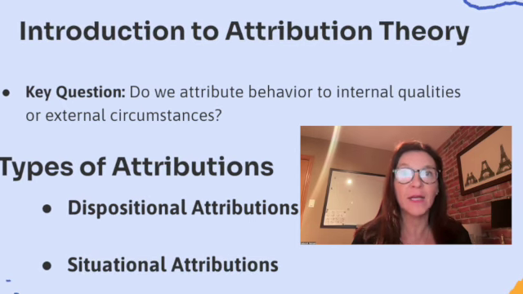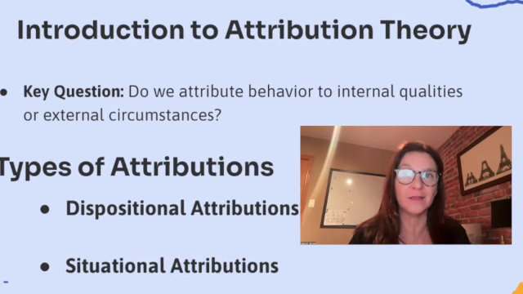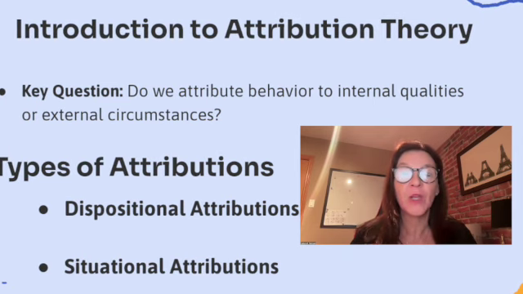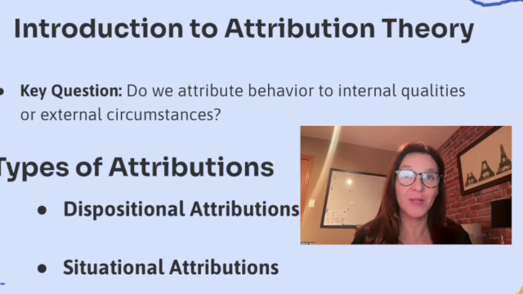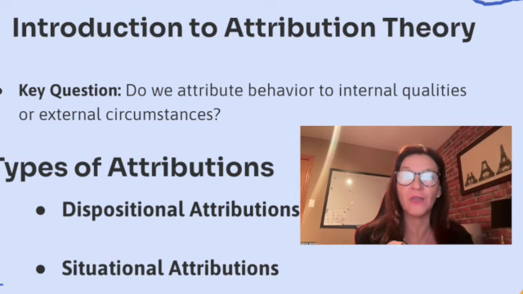On the other hand, situational attributions are when we explain someone's behavior by external circumstances around them, things like luck, environment, or difficulty of the task. Example, your friend aces the same test, but this time you think they aced the test because it was an easy test. Now you're focusing on the situation, not the person.